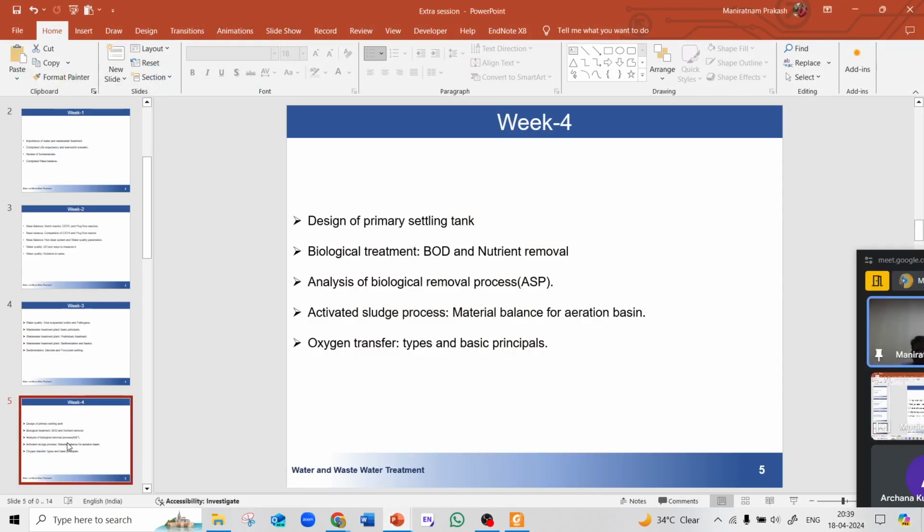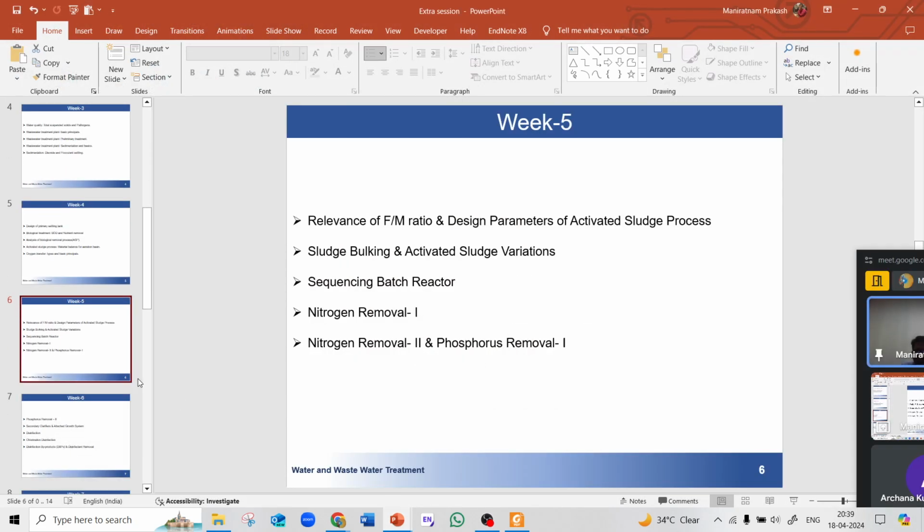So similarly, we see how oxygen helps. After that, there were several formulas related to this activated sludge process, like food by mass ratio, then different design parameters like retention time, residence time, then food by mass ratio. Then there was the calculation of substrate. So I hope you are aware of this.